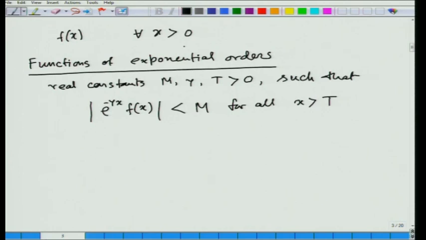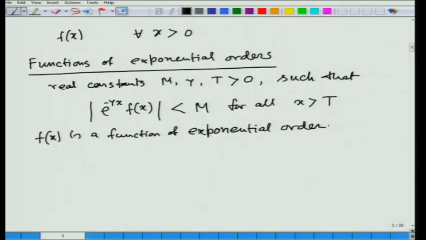So f(x) is a function defined for all x greater than 0. There exist three positive constants, M, gamma and capital T, such that the modulus of e to the power minus gamma x times f(x) is less than M for all x greater than or equal to T. If this happens, then we can say f(x) is a function of exponential order, and the order is given by gamma as x tends to infinity, or briefly we can say this function is of exponential order.